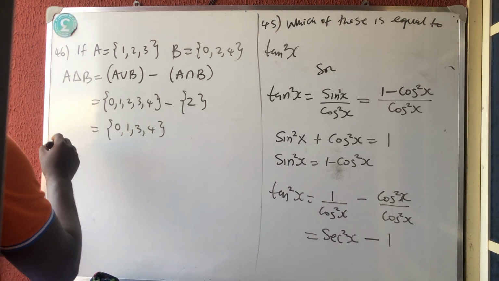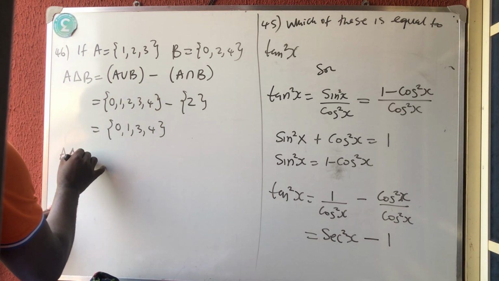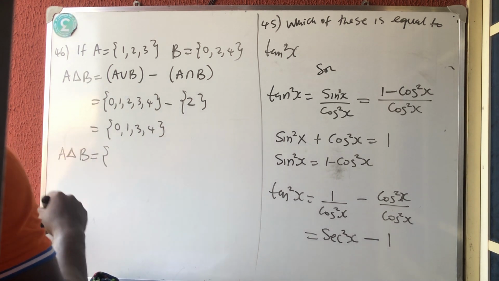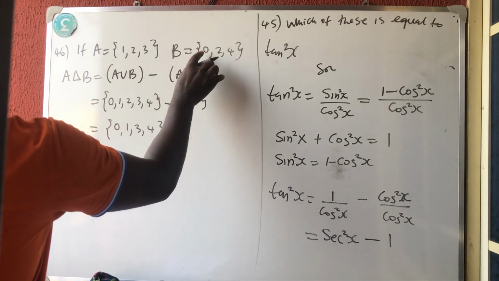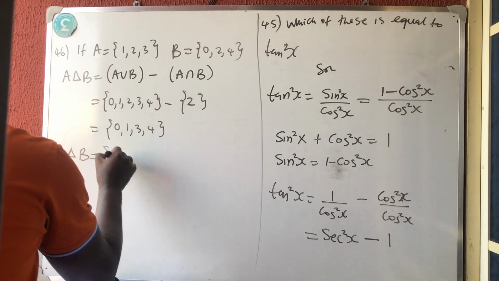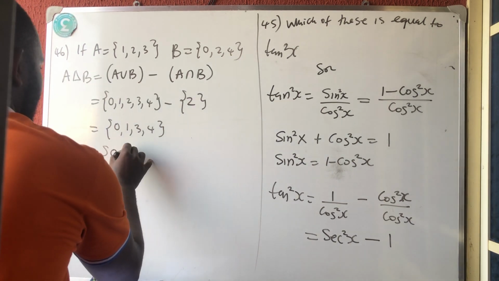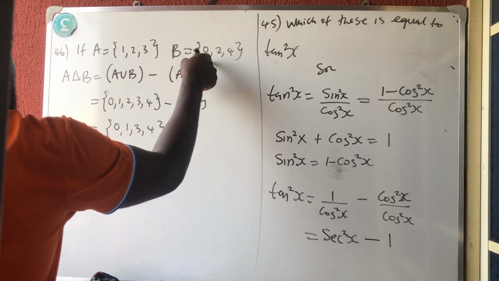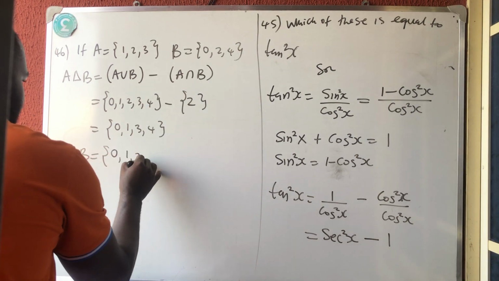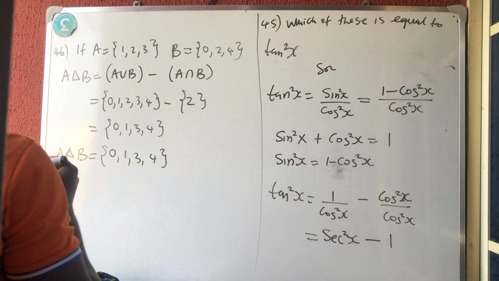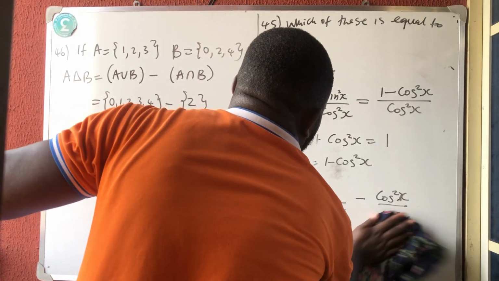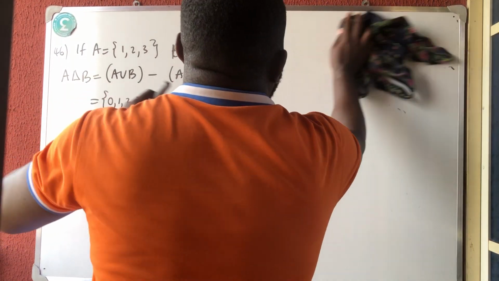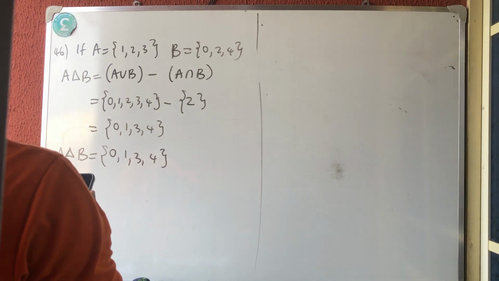Or symmetric difference is simply what they don't have in common. 0 is here, but 0 is not here. 1 is here, 1 is not here. 2 is here and 2 is here, so it's not among them. 3 is here, 3 is not here. And then 4. So symmetric difference simply means what they don't have in common, or the difference between the union and the intersection.